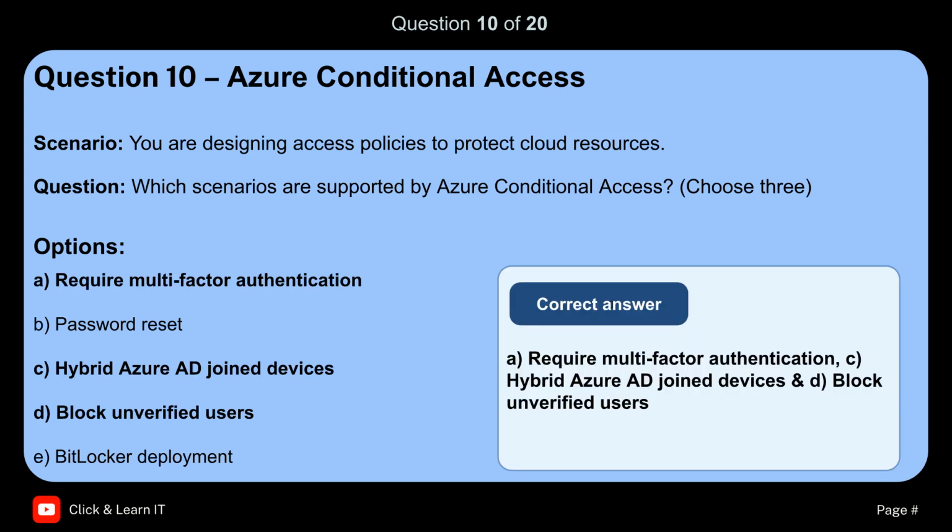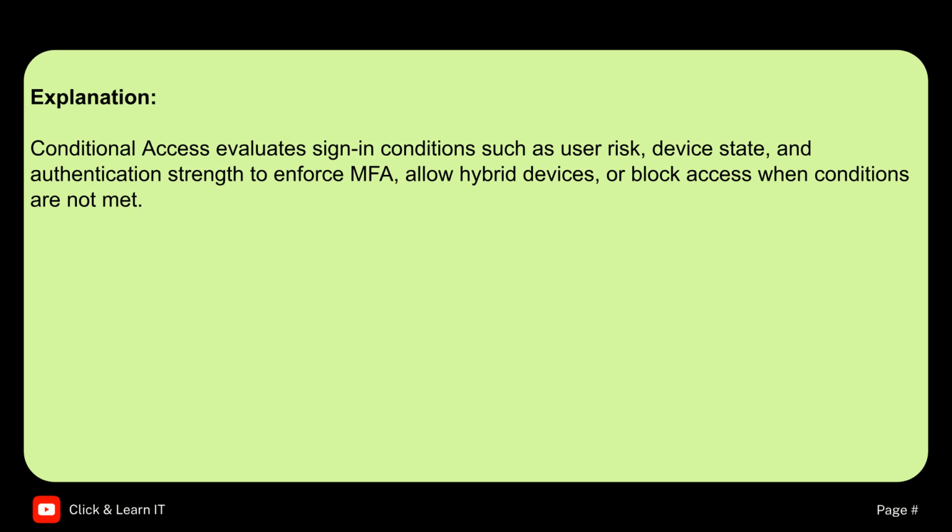The correct answers are A, C, and D. Require multi-factor authentication, hybrid Azure AD join devices, and block unverified users. Conditional access evaluates sign-in conditions such as user risk, device state, and authentication strength to enforce MFA, allow hybrid devices, or block access when conditions are not met.